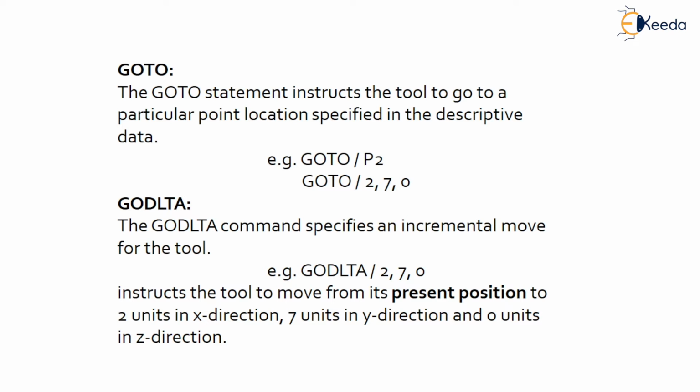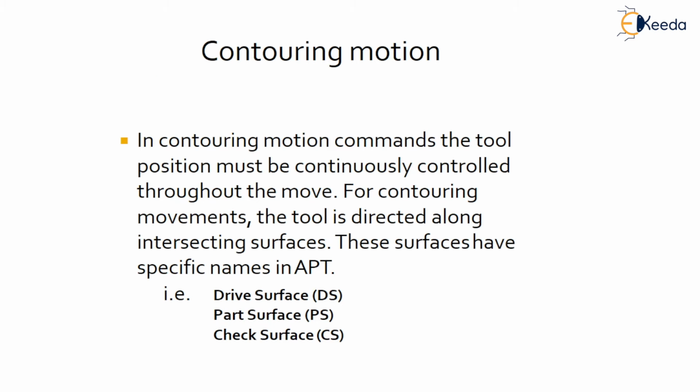The GODLTA command specifies an incremental move for the tool. So GODLTA slash 2, 7, 0 instructs the tool to move from its present position 2 units in X direction, 7 units in Y direction, and 0 units in Z direction.